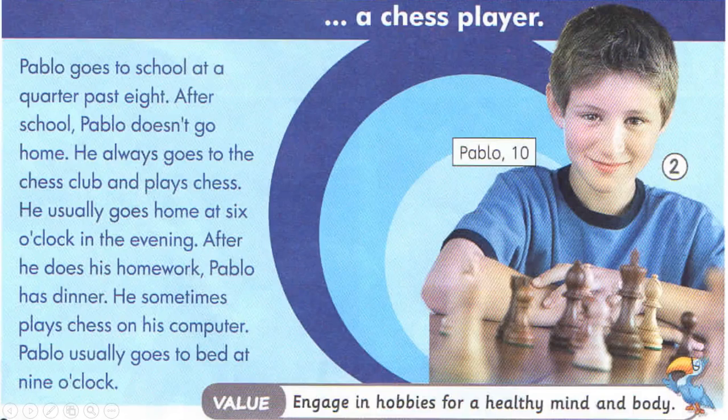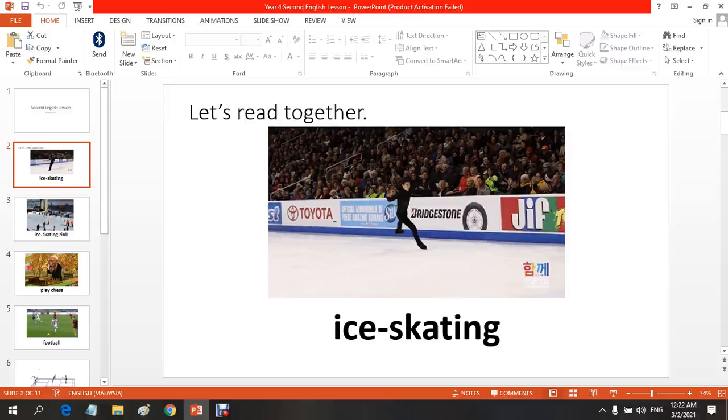Pablo goes to school at 8:15. After school, Pablo doesn't go home. He always goes to the chess club and plays chess. He usually goes home at 6 o'clock in the evening. After he does his homework, Pablo has dinner. He sometimes plays chess on his computer. Pablo usually goes to bed at 9 o'clock. Okay, that's it for Pablo.